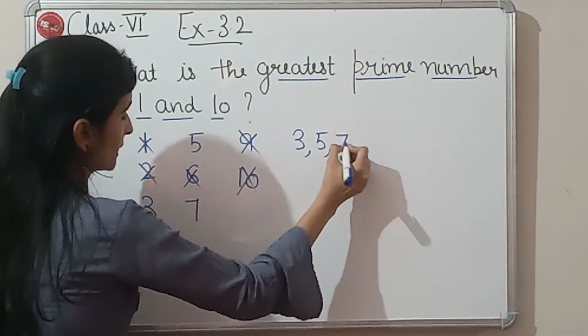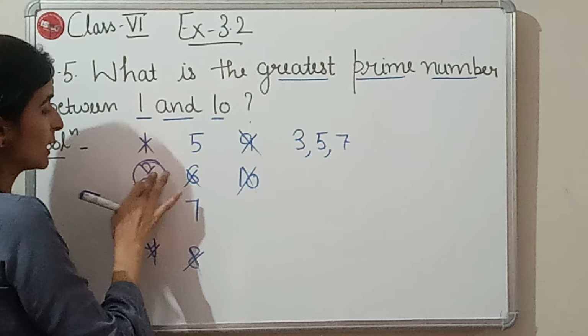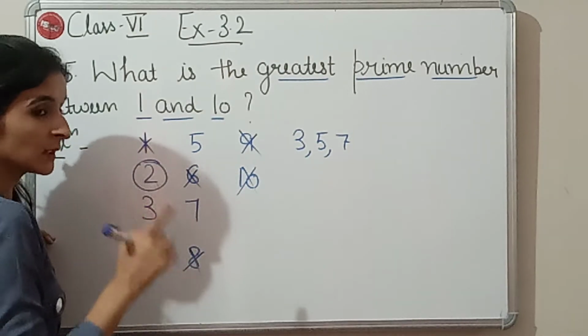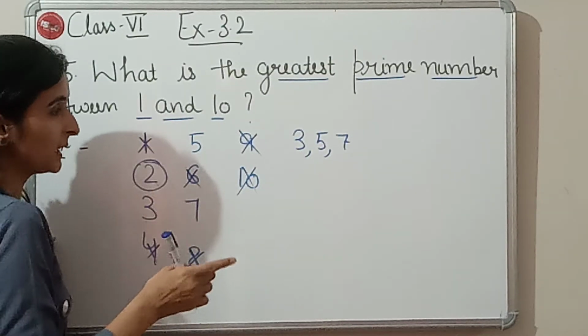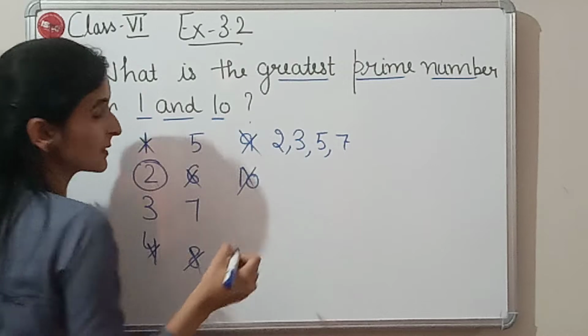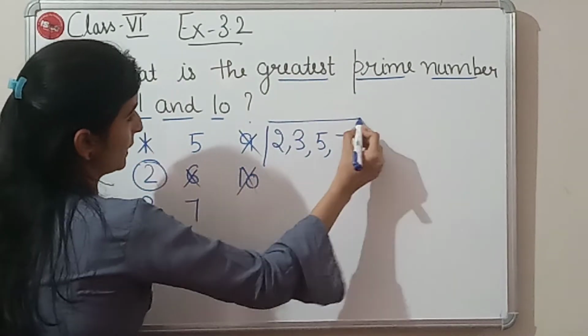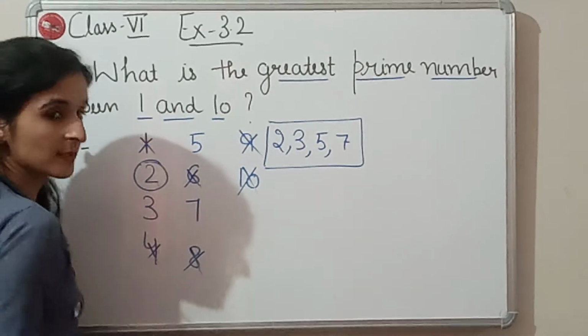But children, what about this 2? Why have we put a cross here? We will not put a cross over 2. 2 is an even number but 2 also has 2 factors, 1 and the number itself. So 2 is also considered as a prime number. So the prime numbers up to 10 are 2, 3, 5 and 7.